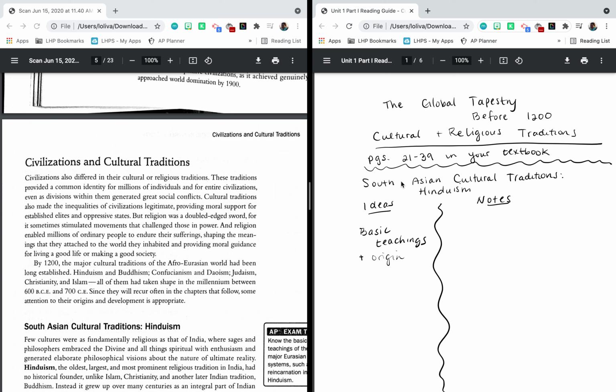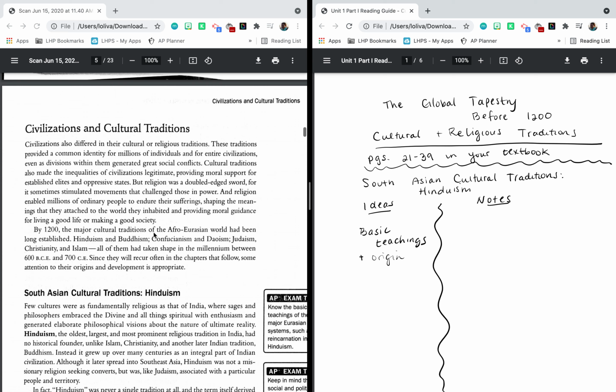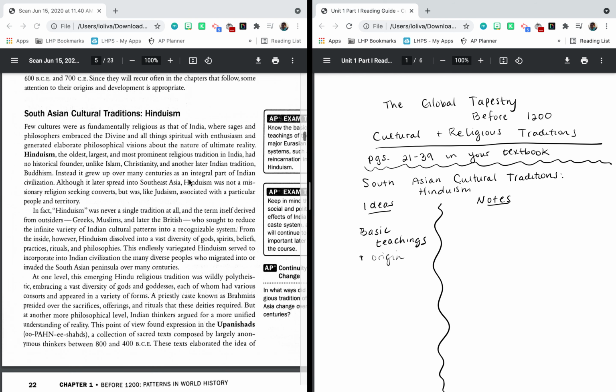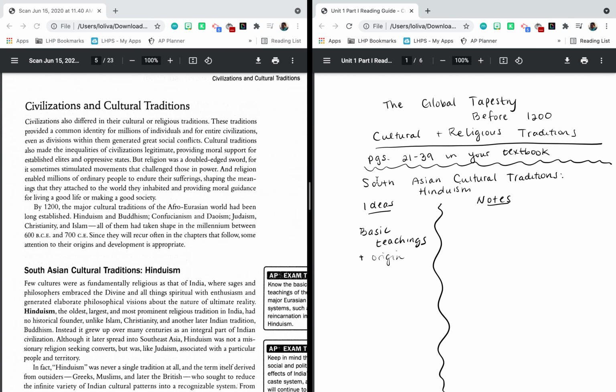So one of the things that we have going on for us here in the summer program, particularly since we are not together, is I gave you this note-taking guide. When you're looking at the Unit 1 Part 1 reading guide and the first reading, I want you to see how they're structured. It says read pages 21 through 39 in your textbook. Look, this is page 21, and it has a heading, right? It says South Asian Cultural Traditions, Hinduism. Look, South Asian Cultural Traditions, Hinduism.